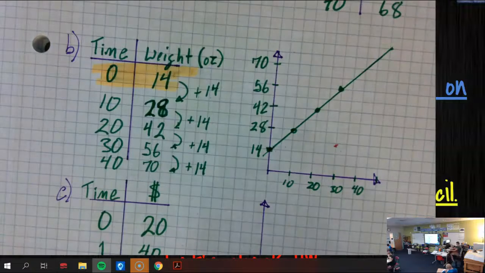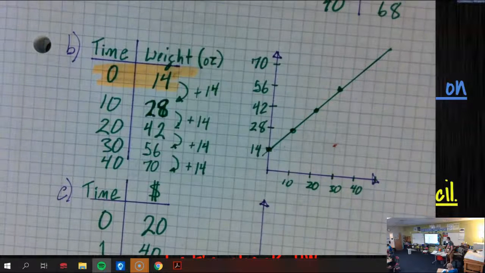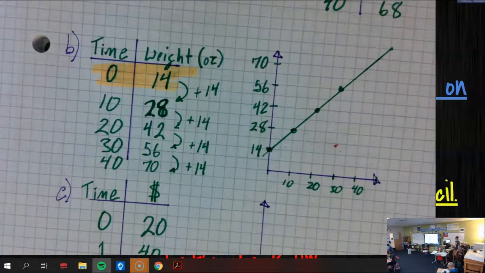Now, somebody said we need to break the graph for C. I don't know if we need to break the graph for C, but why did you say that? I meant for B, but then I realized that I just started on the thing. Oh, that we could just scale differently? Yeah.